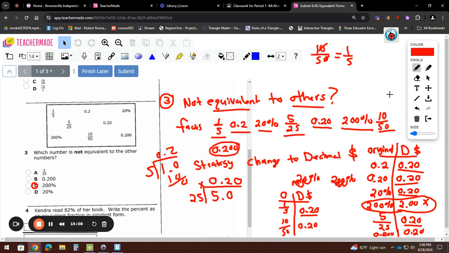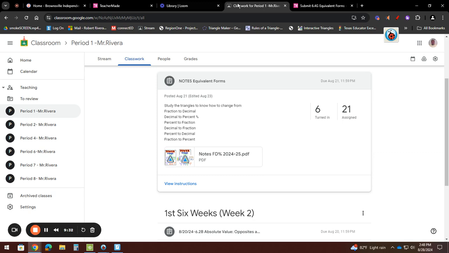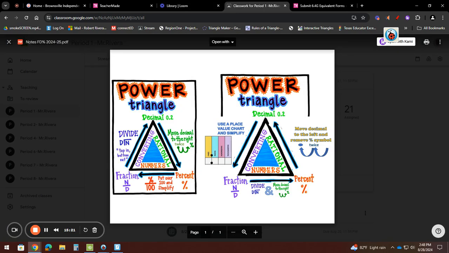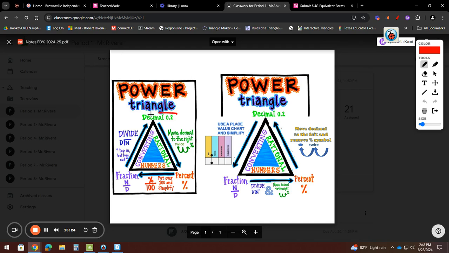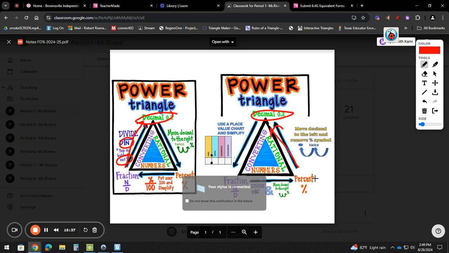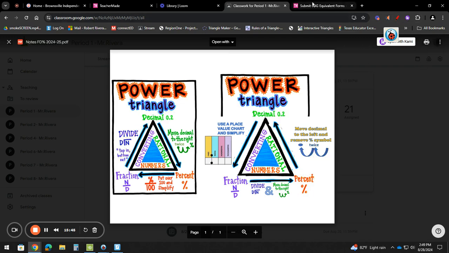So again, when you have so many forms, fractions, decimals, percents, change them all to decimals to money. And how do you change them to decimals to money? You can go back to your triangle, and you can see that to get to decimal, we can go this way, which is divide, bottom out, which is what I did right now a lot. Or we can go this way, which is twice to the left. Okay, so that triangle can help you.